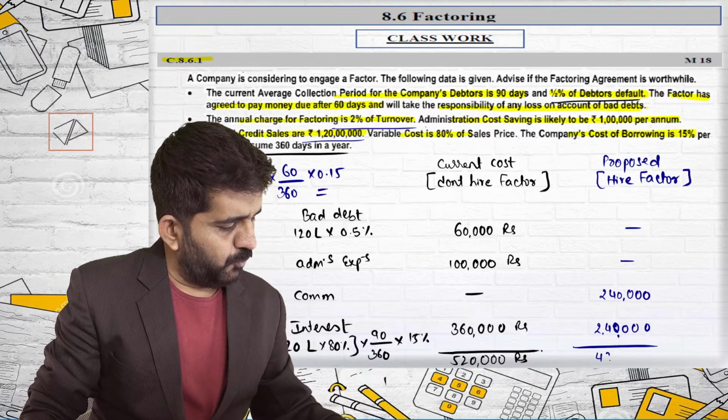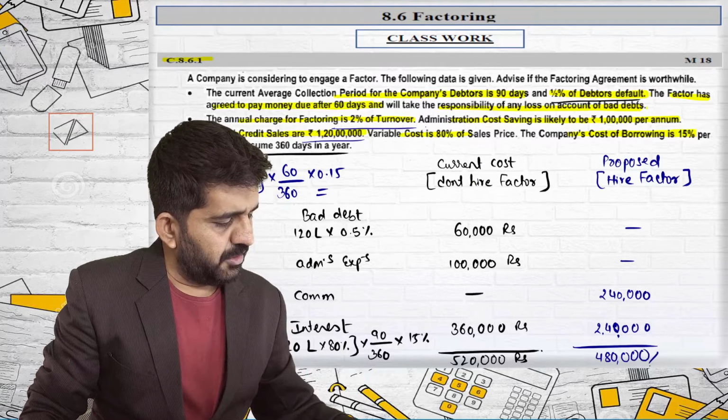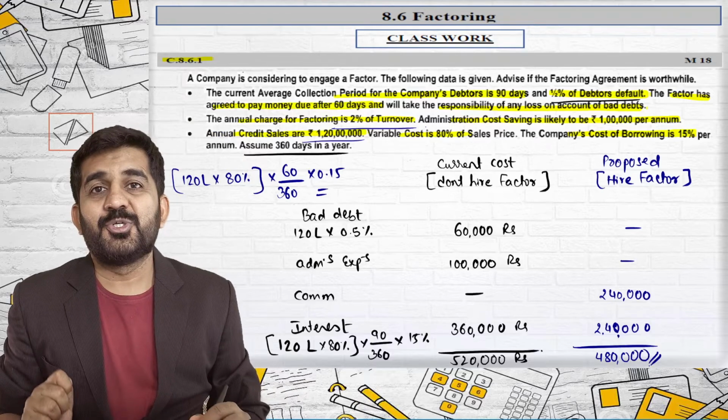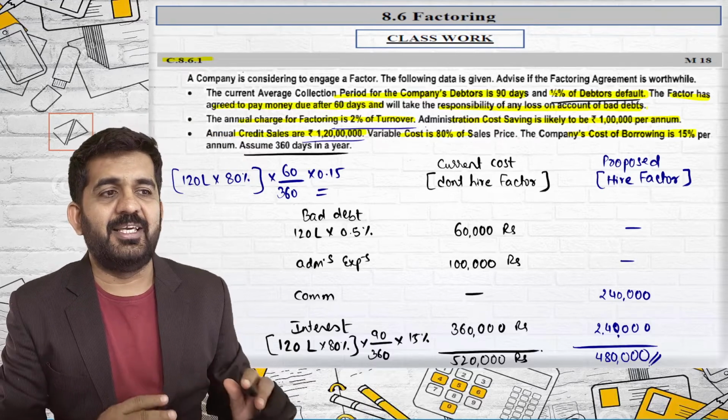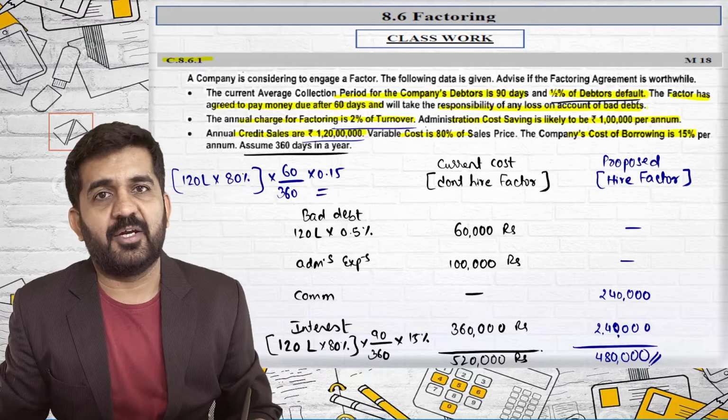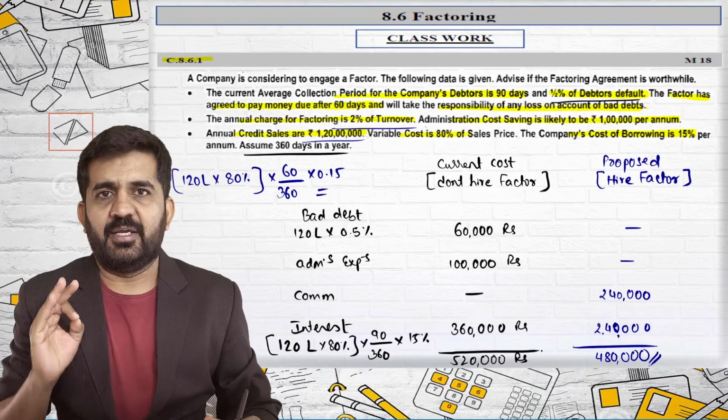Total cost will be 4,80,000 related to debtors. Should I hire a factor or not? It is clear the cost is lower if I hire a factor. I should always go for hiring a factor.